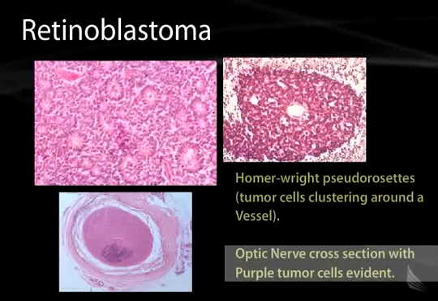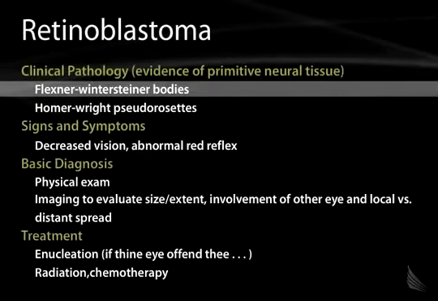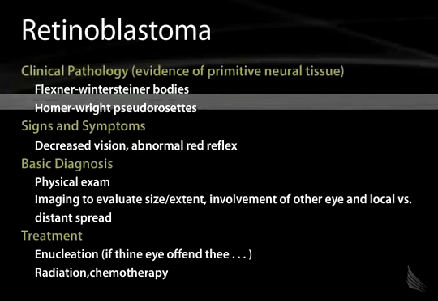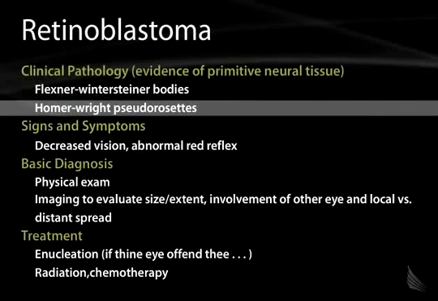through the optic nerve. This portends a poor prognosis for the child because the tumor has invaded into the central nervous system, is often disseminated, and there's poor prognosis after that. The clinical pathology, as we discussed, has Flexner-Wintersteiner bodies, which are pathognomonic, or the sine qua non of retinoblastoma. Homer Wright pseudo-rosettes are suggestive and often present in retinoblastoma, but may be in other tumors as well.